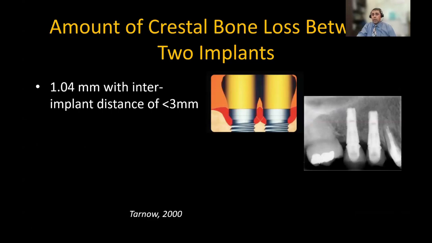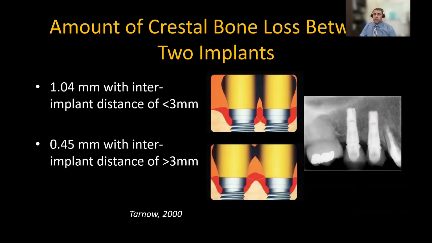Also, if you consider how much bone loss by considering the distance between implants, if you have less than 3 millimeter, you're going to have about 1 millimeter of bone loss with an inter-implant distance less than 3 millimeter. If you increase that to 3 millimeter or more, look at the amount of bone loss. It drops by more than half. So about 0.45 millimeter, this according to Tarnow.